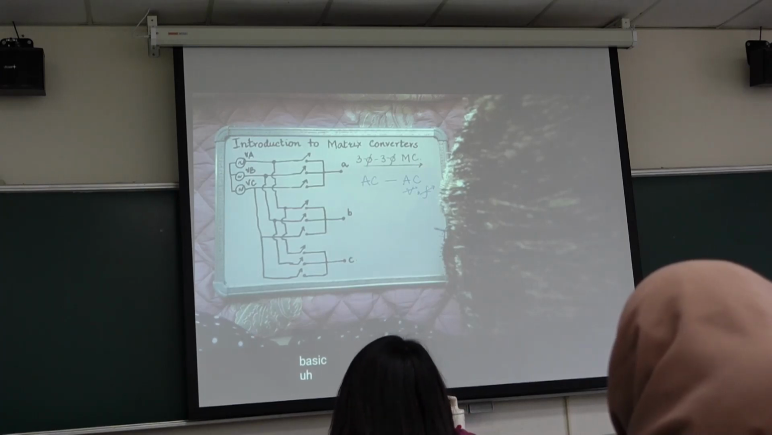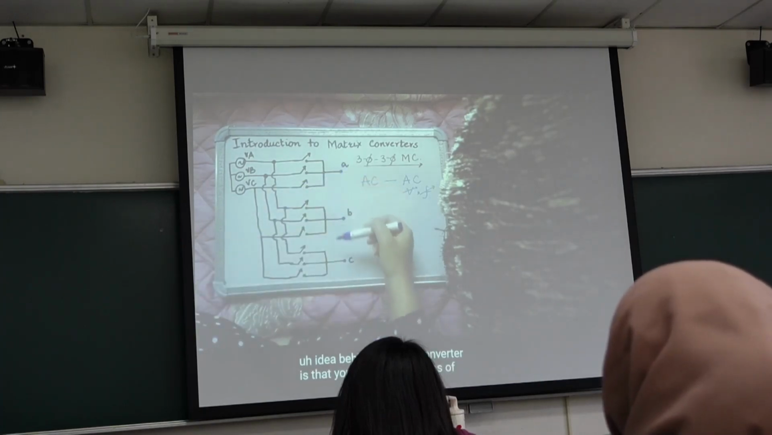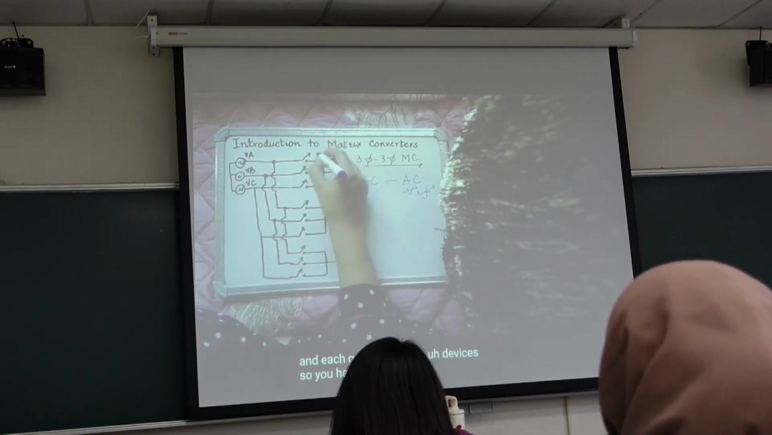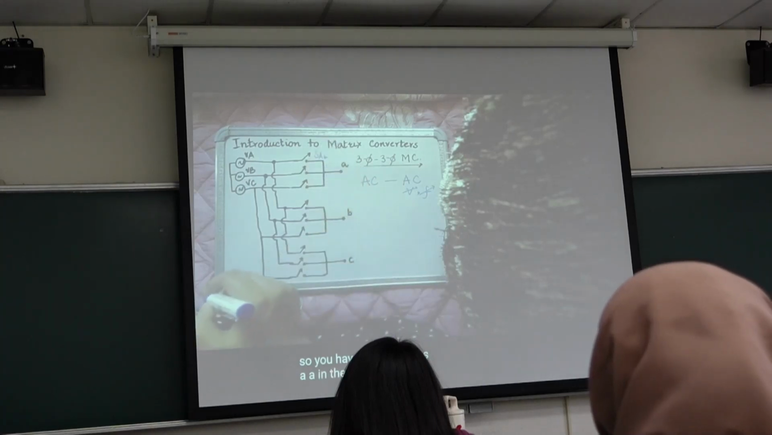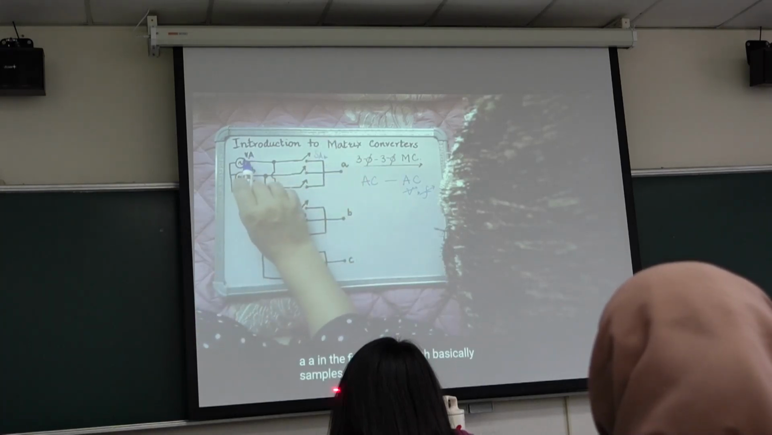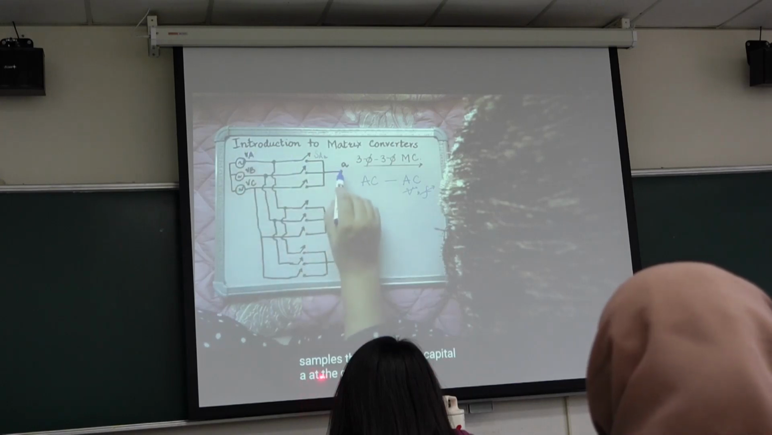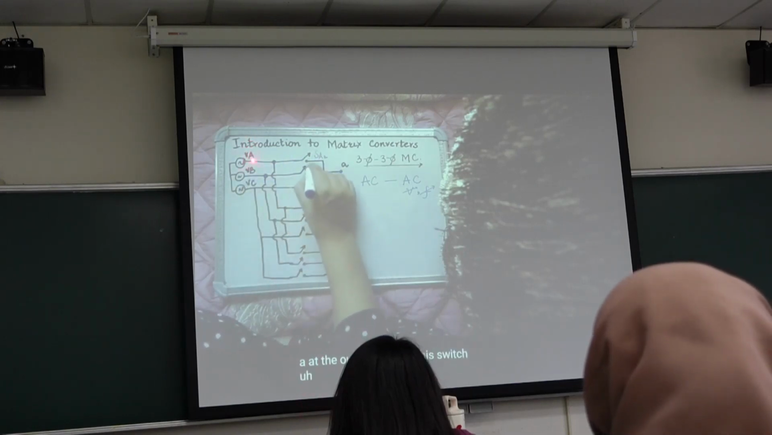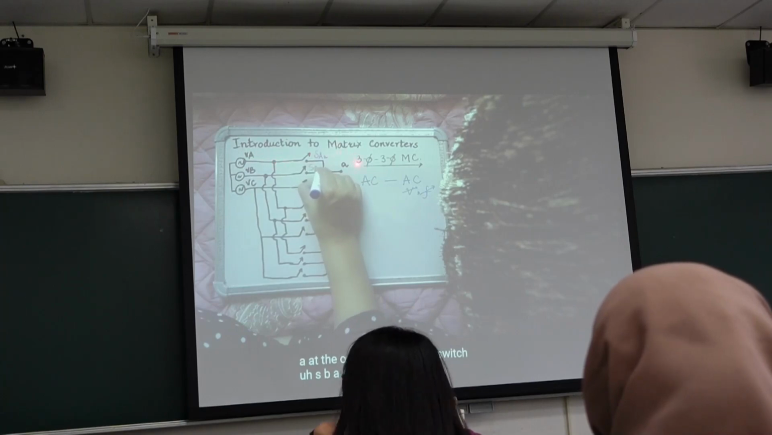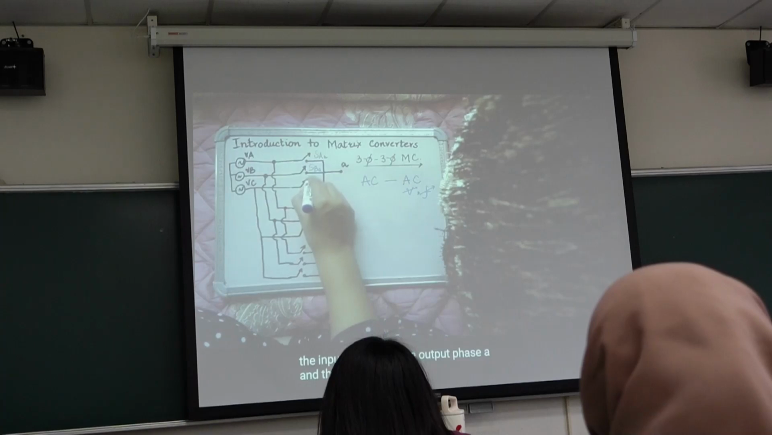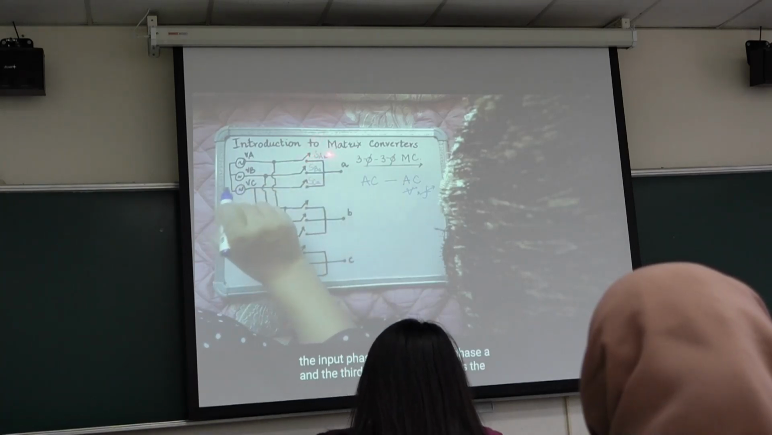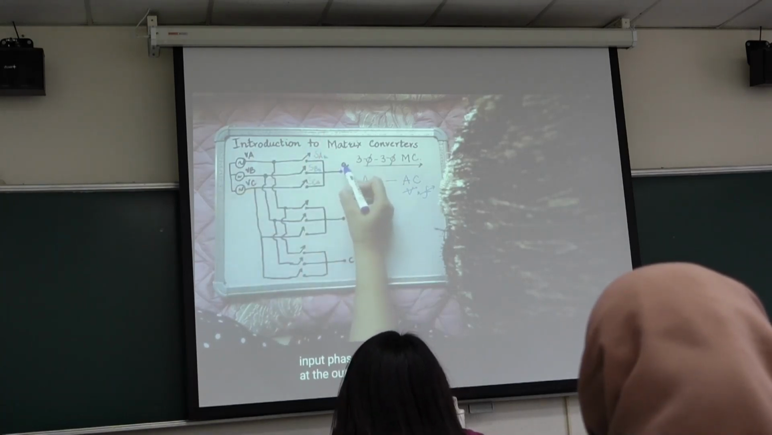Now, the basic idea behind a matrix converter is that you have 3 groups of switches, and each group has 3 switches, so we have 9 switches, devices. We have switch SAA in the first group, which basically samples the input phase capital A at the output phase small a. The next switch samples input phase B at the output phase A, and the third switch SCA samples the input phase C at the output phase A.